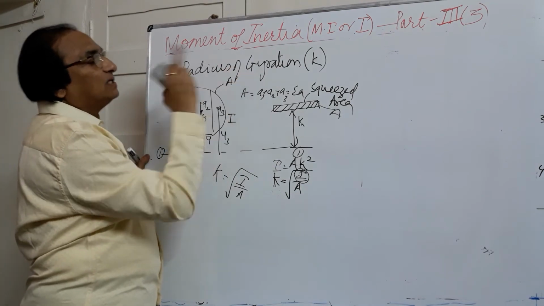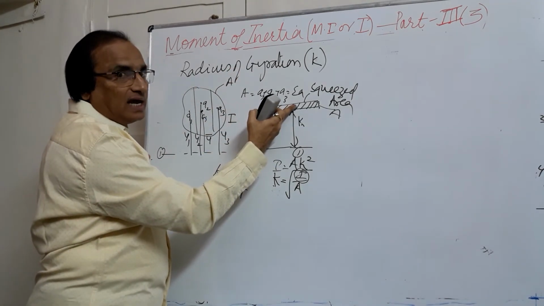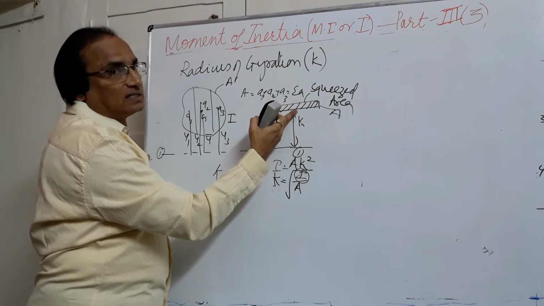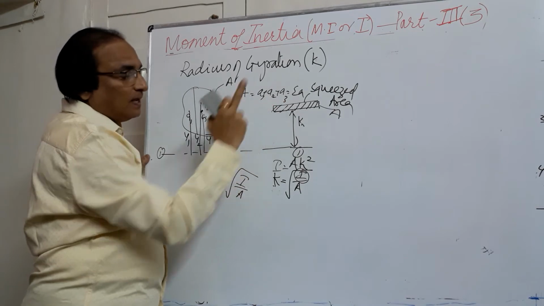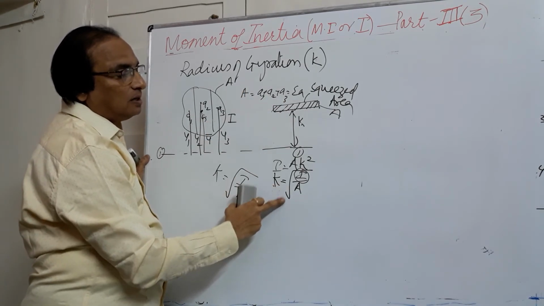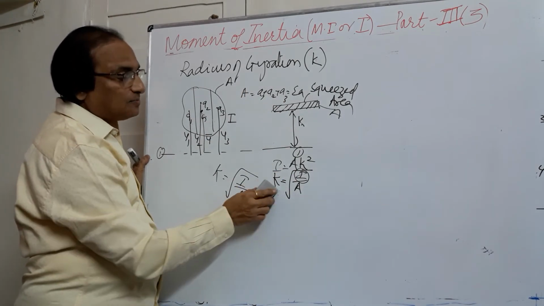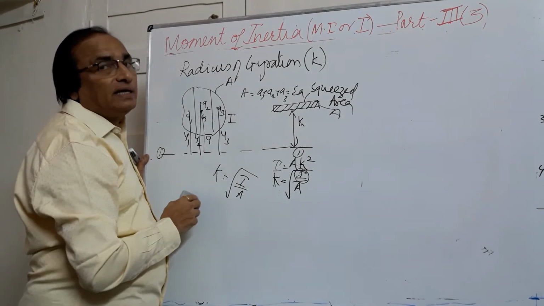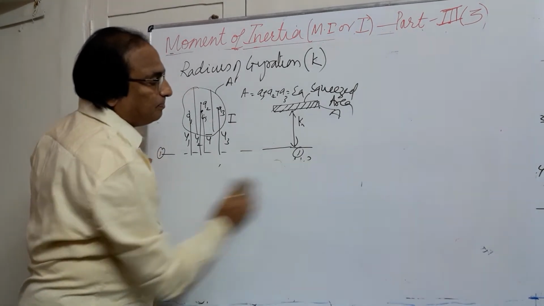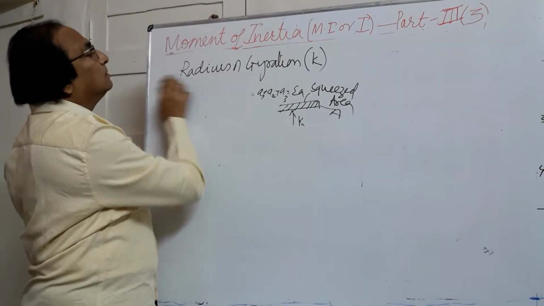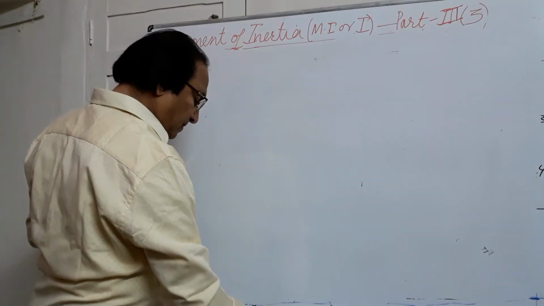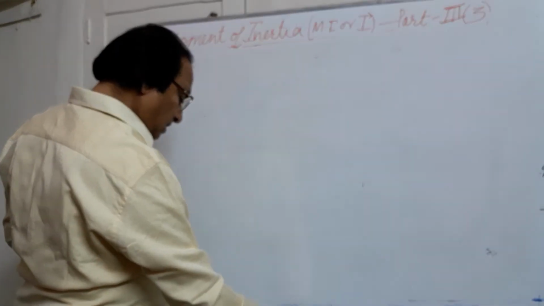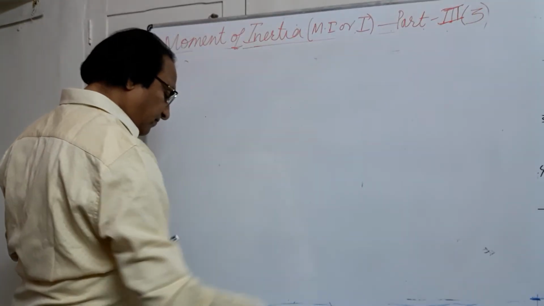So radius of gyration is the distance of the squeezed area from the reference axis such that the moment of inertia of both the figures will remain the same, and this is given by k is equal to under root I by A, and this being a radius, its unit will be mm. So this definition is there in my notes video, you can go through that. So we'll take up a simple problem to find out the radius of gyration of the given figure.